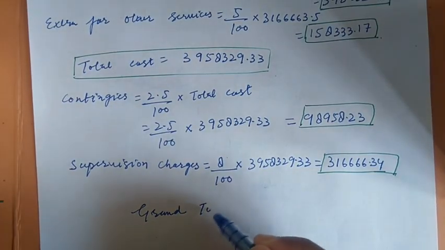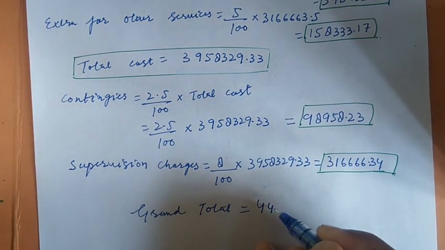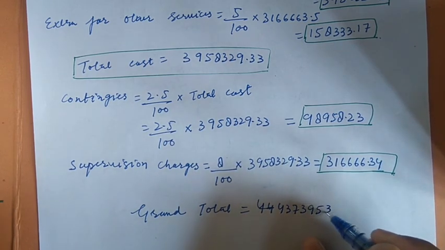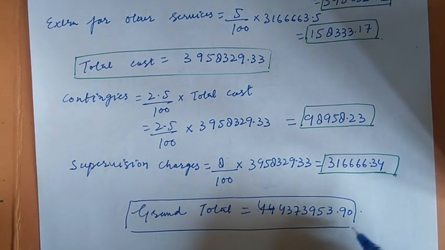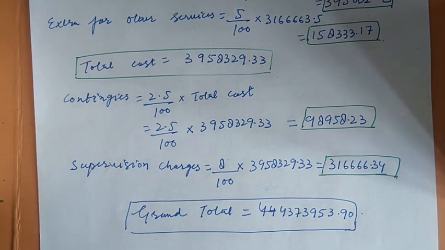So the grand total will be equal to, we will add them up, let me calculate it. It will be 434373953.90. This will be the grand total for this 4-story building using the preliminary estimate. Therefore, the only thing you need to remember about this is that the contingencies and the supervision charges, such kind of charges, you have to calculate them for the total cost and not for the building cost. This thing need to be remembered.